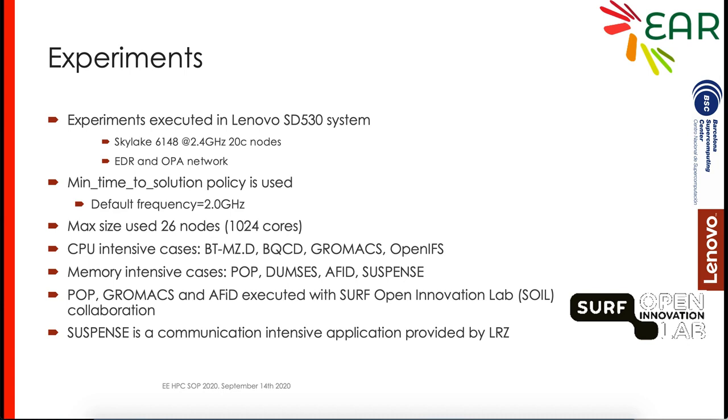Okay, so the maximum size for those applications in some cases has been 26 nodes, that is more than 1,000 cores. Okay, and the experiments have been executed on a Lenovo system with SD530 compute nodes with 2 Skylake 6148 at 2.4 GHz 20-core processors, that is 40 cores per node. Okay, some of them executed with EDR network and some others with the OPA. So some of the use cases have been provided in the context of a collaboration with the SURF Open Innovation Lab. And for instance, Sphinx is a use case provided by LRZ. It was an interesting use case because it's really communication intensive.